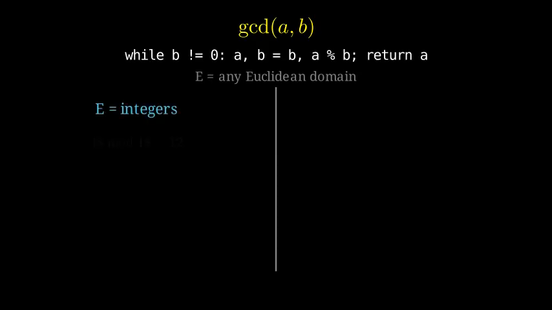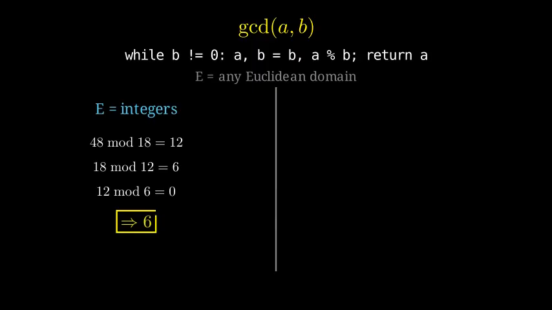On the left, a and b are integers, 48 and 18. 48 modulo 18 is 12. 18 modulo 12 is 6. 12 modulo 6 is 0. The loop ends, and the answer it returns is 6.